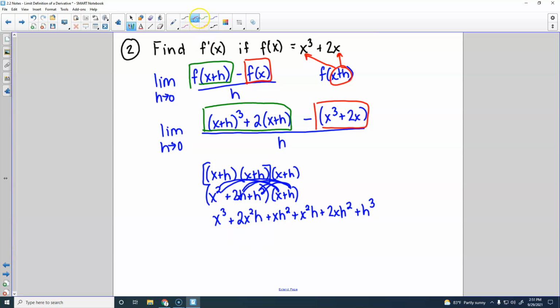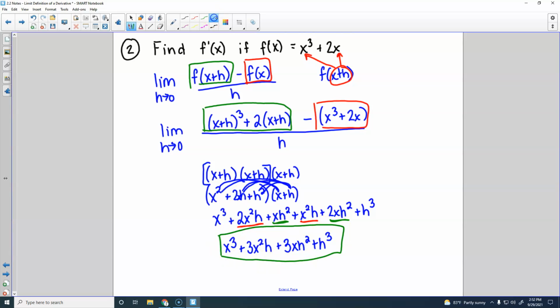And so you do have some like terms that you can put together. You got this x squared h here and this x squared h here. So you're going to have x to the third plus 3x squared h. You also have this xh squared and this xh squared. So that's going to give you plus 3xh squared. And then you got your plus h cubed on the end. So all of that stuff is just what was in that green box. That's all of it expanded. So it's a pain. I'm going to try not to give you too many for homework that have something to the third power.